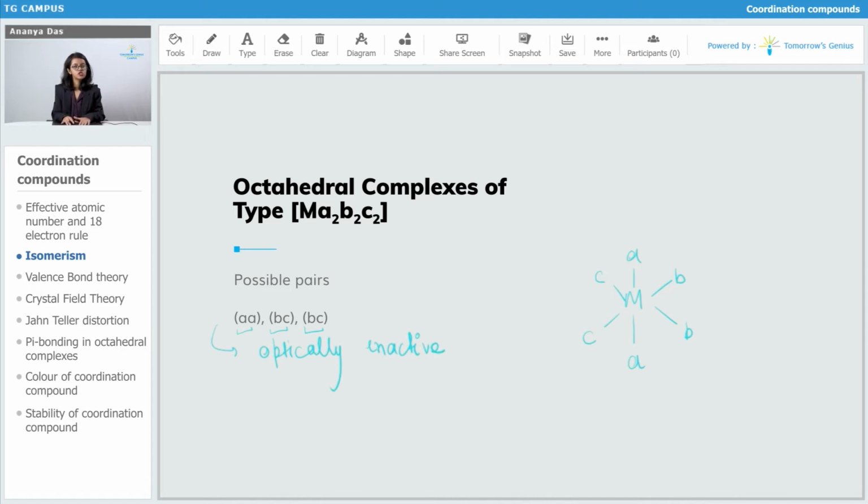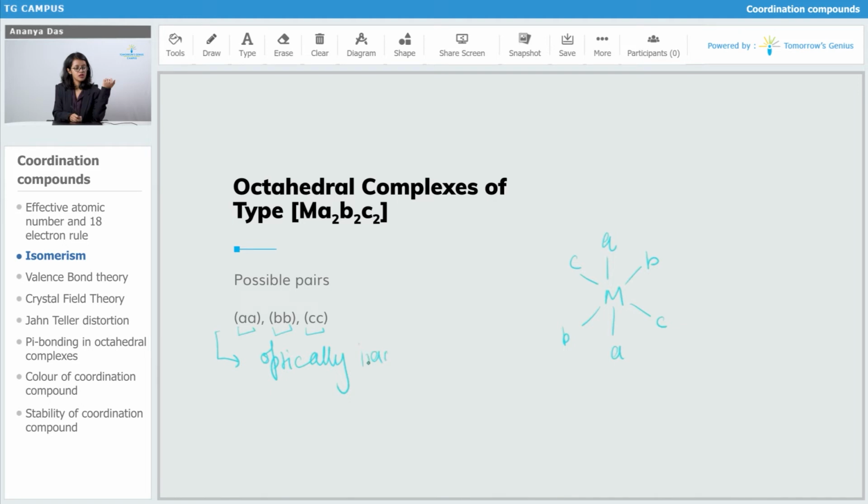So till now we have seen 2 geometrical isomers, one of them optically active, the other optically inactive. Now let's see if there are more possible pairs. Yes, there are more possible pairs. In this, A is trans to A, B is trans to B and C is trans to C. So this is obviously optically inactive because all of the same ligands are trans to each other. So 3 possible pairs, 2 optically inactive and 1 is optically active. Now let's go to the next possible pair.